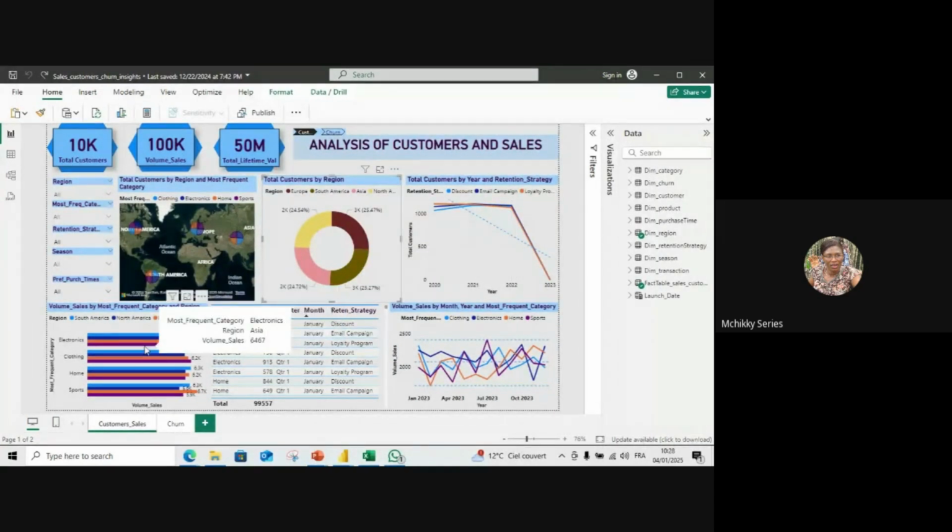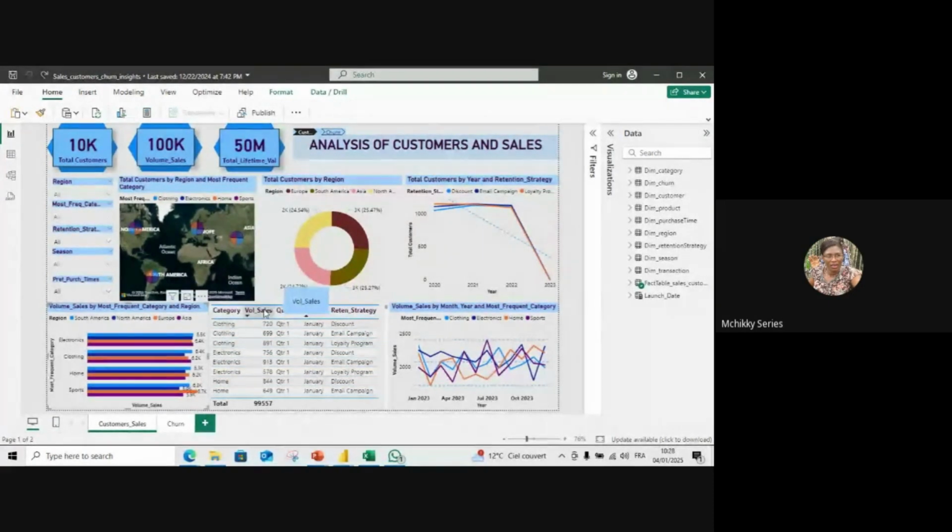We also look at the category of products, the one that sells faster in each continent. When you look at electronics, the most sales come from South America and Asia. Then for clothing, it comes from South America and Asia too. For home, it comes from South America. Then for sports products, they sell most of them in Europe.